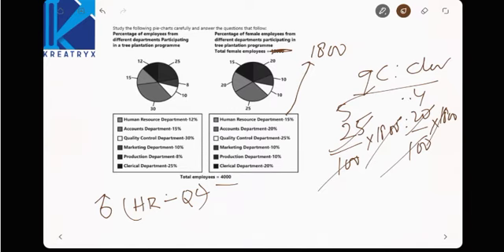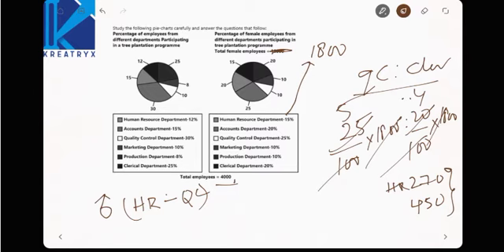Okay, so 270 are females in HR. Now QC, how many are there? 25% means 1/4. 1/4 is nothing but 450, right? These are female employees. Now you have to find out male employees. Total employees are 4000, it seems.